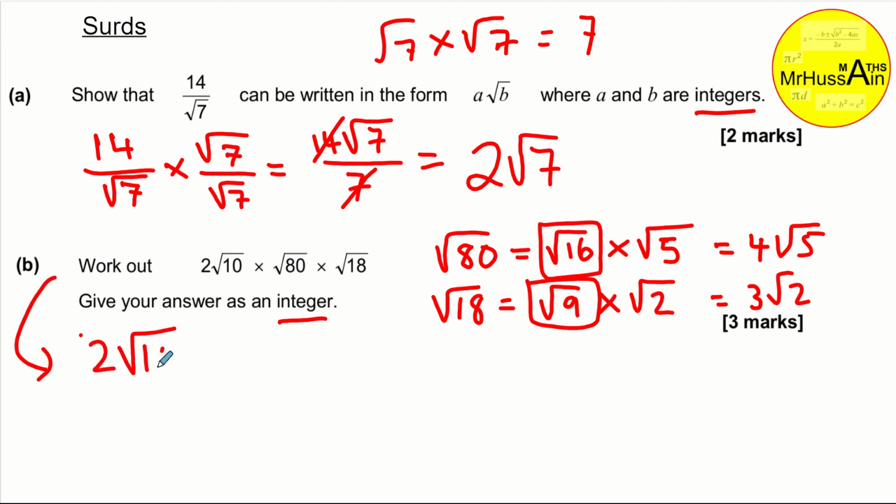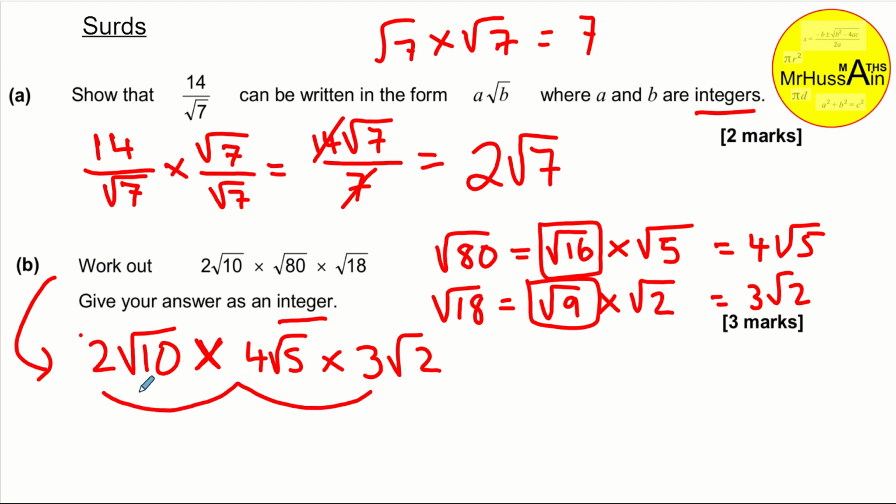2 root 10 times, remember it's times, not plus. Some of you did not recognize it as times and you thought it's plus, and therefore you're collecting like terms. No, you are not collecting like terms because we're not talking about a plus. So we've got that there. Remember, this is multiplication. So 2 times 4 times 3, 2 times 4 is 8, 8 times 3 is 24.